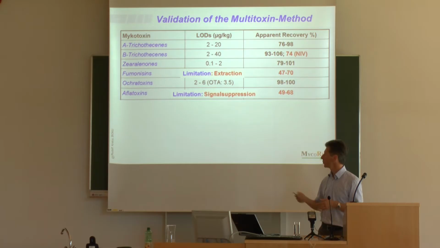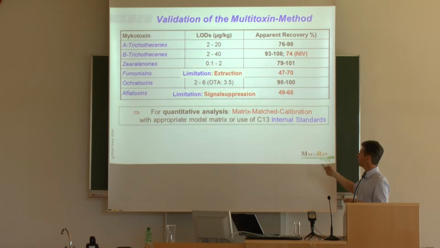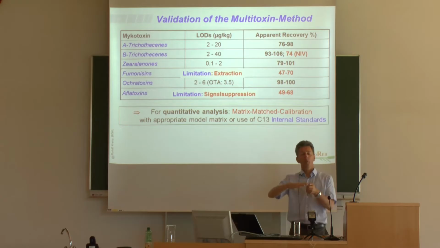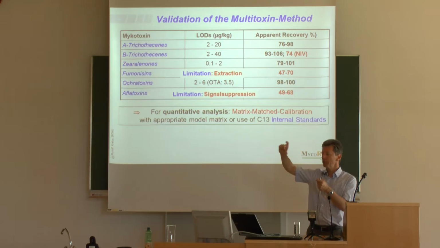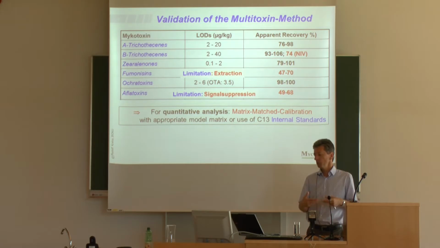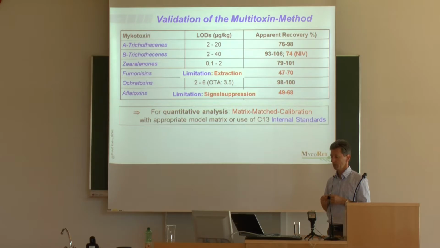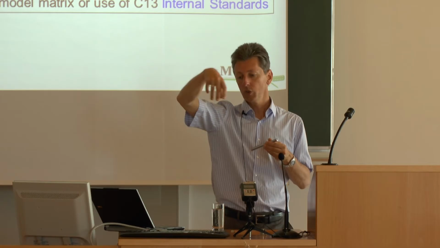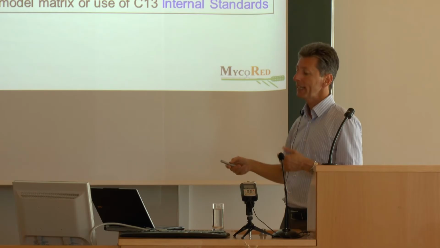With aflatoxins, the major limitation is signal suppression as a result of matrix components, which hinder a proper electrospray ionization process. So for quantitative analysis, matrix-matched calibration is often required. You do not perform a calibration sequence by just having different concentrations of your mycotoxin in a pure organic solvent. You use a maize extract, or a peanut powder extract, which is not contaminated, ideally, with aflatoxin or any other mycotoxin. Then you spike your analyte of interest into the matrix extract and perform a matrix-matched calibration, or alternatively, if available, use a C13 labeled standard.